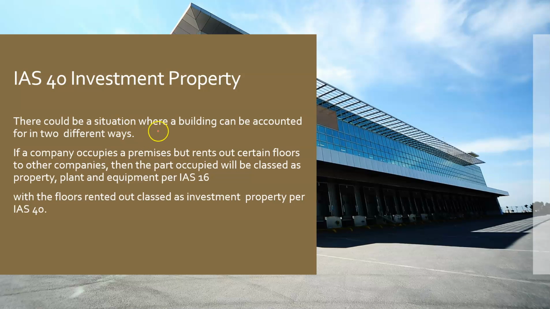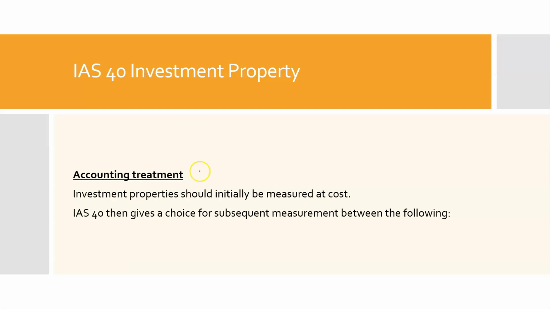You have situations where a building can be accounted for in two ways. If the company occupies the premises but rents out certain floors, then the part occupied will be classed as property, plant, and equipment, whereas the floors rented out will be classified as investment property. That's very normal. So this bit here is PPE, IAS 16, and you're renting out this bit here, so this bit is IAS 40.